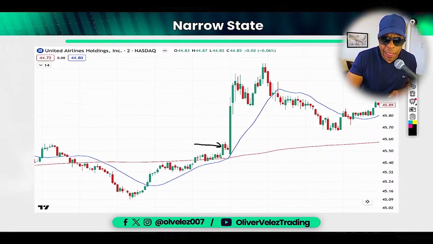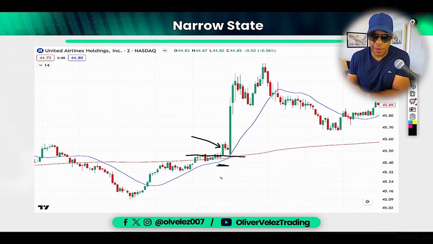Protection. Now, guys, in this case, my protection is not going to be under the bar. My protection in this case is going to be under the narrow state. I don't want to be under the bar if the stop out is right at the narrow state. So if the bar is up here and I'm entering, then my stop is there because the narrow state is here. But if my bar is right at the narrow state, I need my stop under the entire state. Okay?